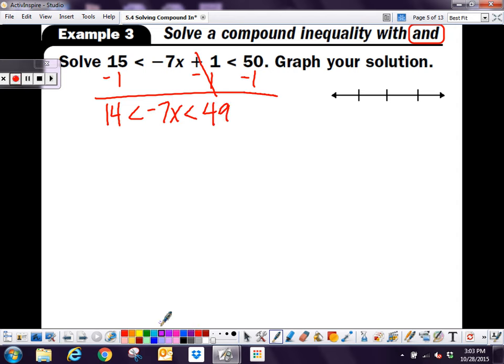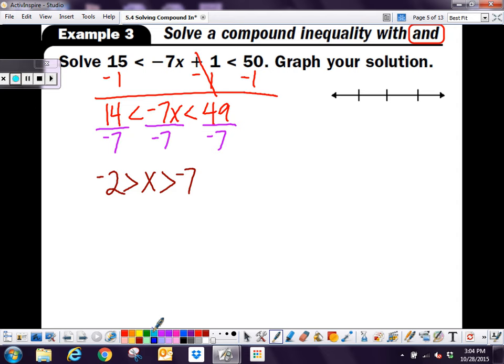All right, now we still need to solve for x, so I'm going to divide by negative 7. Now here we need to remember our rule from the other day. Remember, when you multiply or divide both sides by a negative, you have to flip the sign. We're dividing everything by a negative here, so I need to flip both of those signs. So I'll have negative 2, and then that's going to flip to greater than x, and that's going to flip to is greater than negative 7.